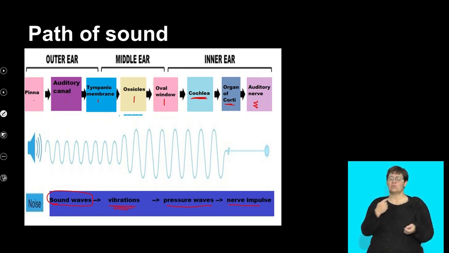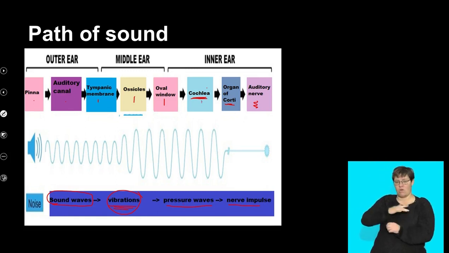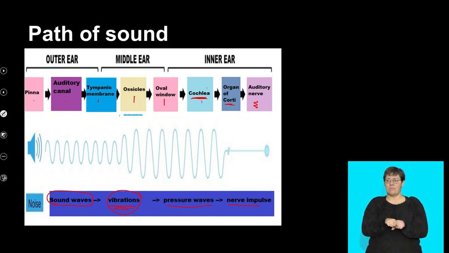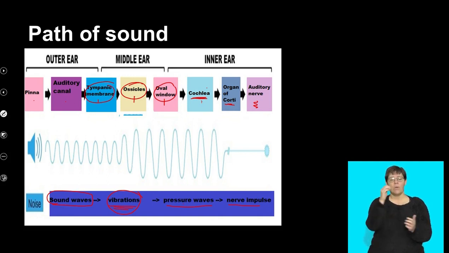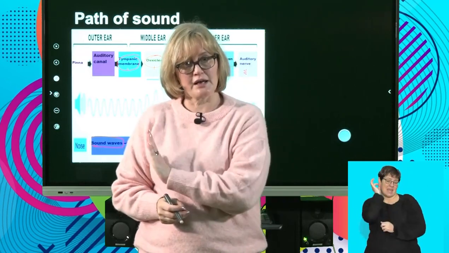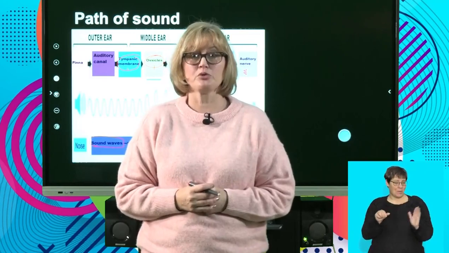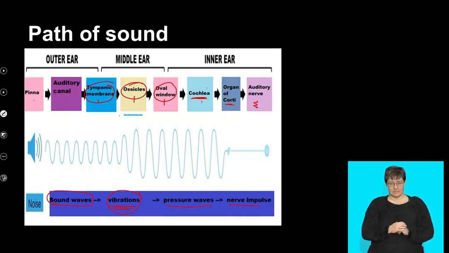So you cannot talk about vibrations in the cochlea. No, then you won't get the mark. You have to talk about pressure waves in the cochlea. The same with the ossicles. It's not sound waves here, it's vibrations. So you need to use the correct terms for the correct part of the ear, or else you will lose marks. That's why this slide is very important to remember.